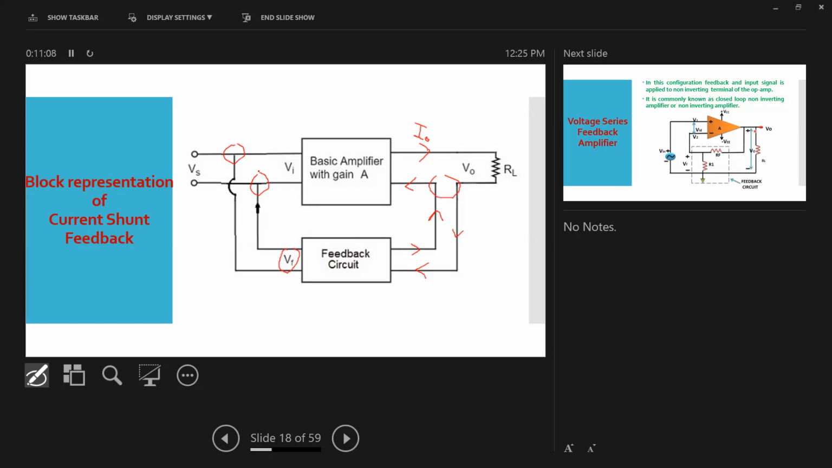So this is how you can have these four types of feedback circuits or feedback amplifiers: voltage series, voltage shunt, current series, current shunt. And out of these, any one configuration of feedback amplifier can be used in the op-amp application. Is that all right, everyone?